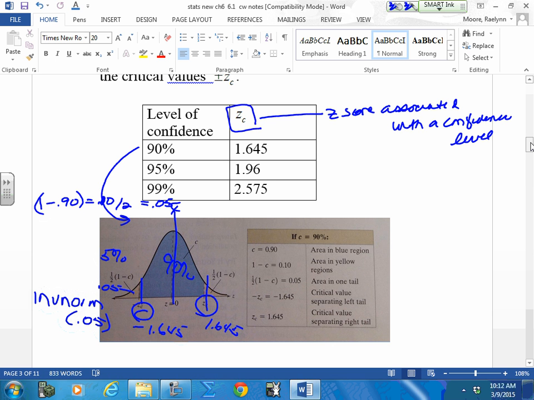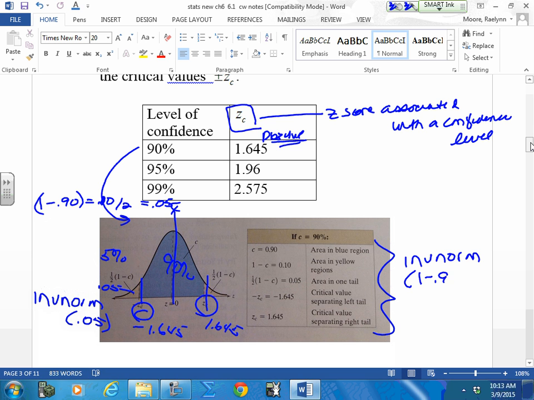When we write the z-score, we only write the positive, because we're developing our margin of error, and we're going to use a plus or minus anyway. So we only need to put the positive z-score in here. Now, to make life easier, you can put this whole thing in your inverse norm.